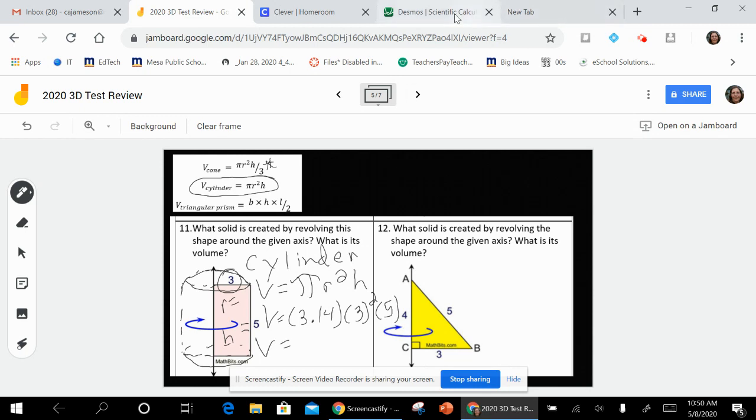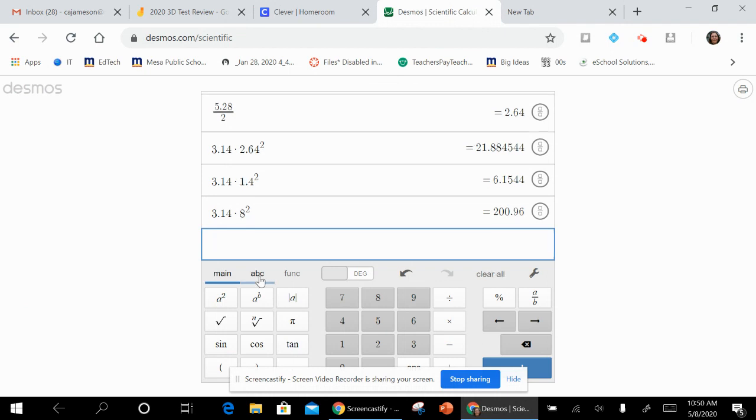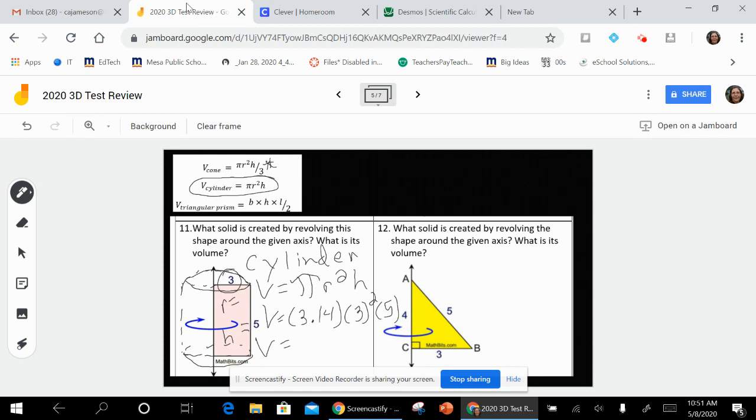Okay, I'm going to show you, because I just want to make sure, this is why using decimal scientific is going to help you. So we do that times our radius, which was 3, times our height, which was 5. Okay, and so we do get 141.3. So that is our volume, 141.3.